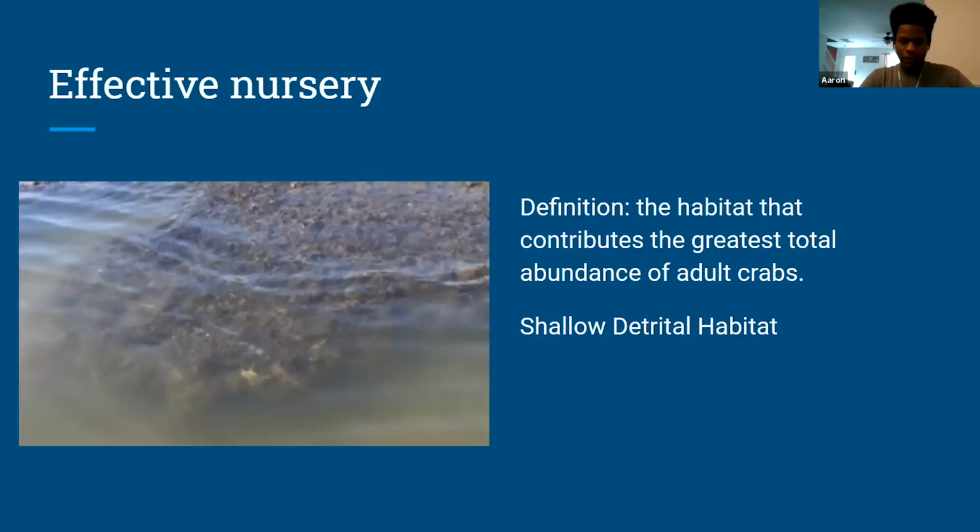For the effective nursery, we have what I studied, which is the SDH, or better known as shallow detrital habitat. And this is where blue crabs will end up, usually in their adult years, along the coast in the marshy areas of North Carolina. And the definition would be the habitat that contributes the greatest total abundance of adult crabs, not necessarily per unit area. In that sense, it's a lot less than seagrass, but overall, possibly more.